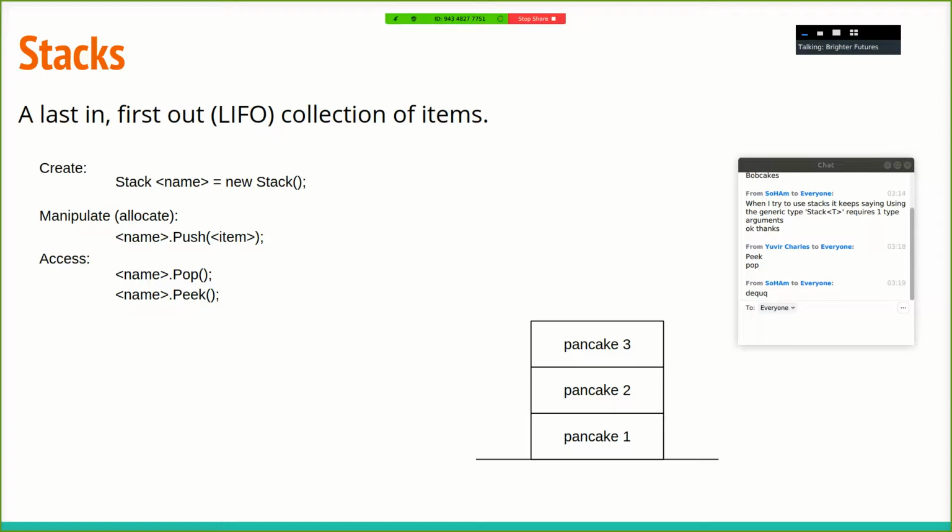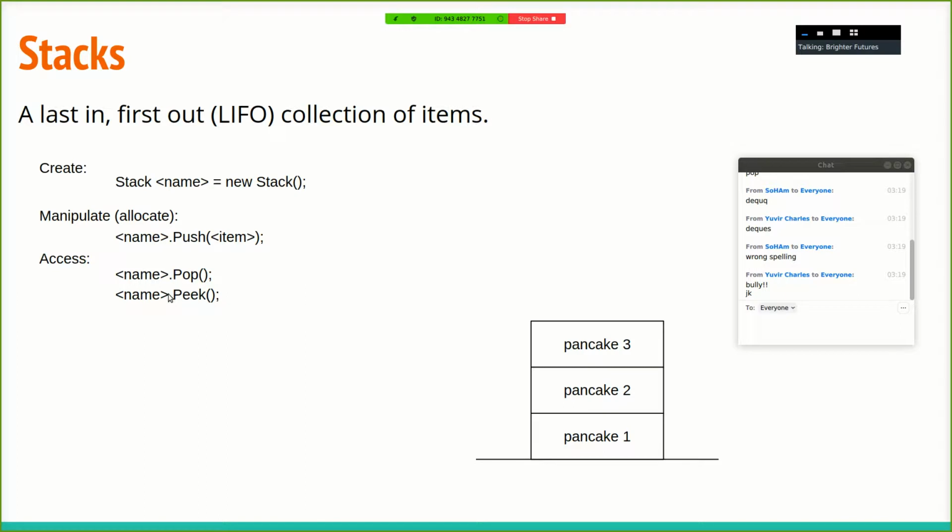DQ, exactly. If I just want to see the thing at the front of the queue, I would say peek. If I wanted to see and remove it from the queue, I would say DQ. And it's similar with stacks here, guys.